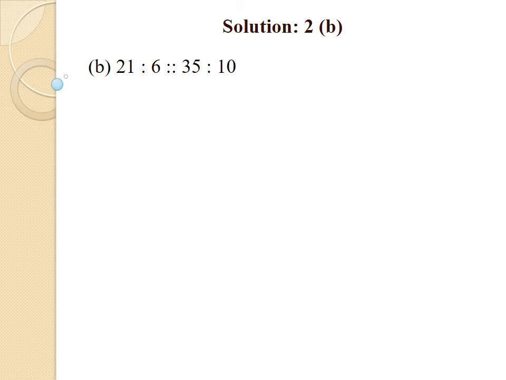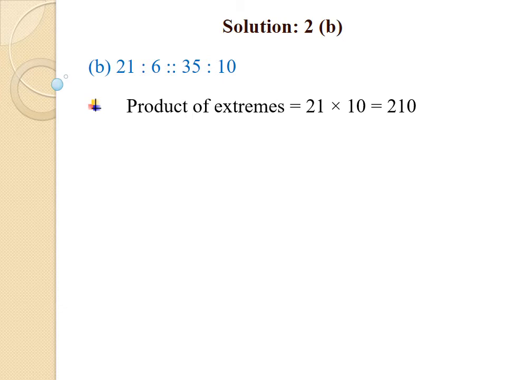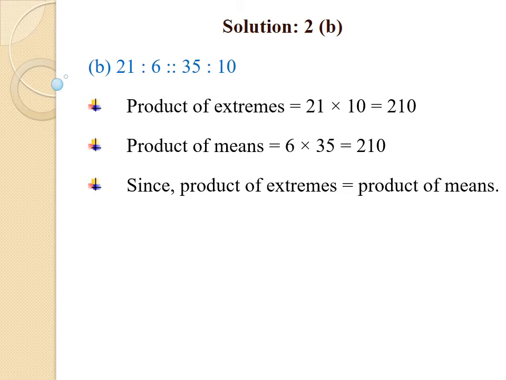Now, sum B: 21 is to 6 as 35 is to 10. Product of extremes equals 21 multiplied by 10, which equals 210. Now, product of means equals 6 multiplied by 35, which equals 210. Since product of extremes equals product of means, the given statement is true.